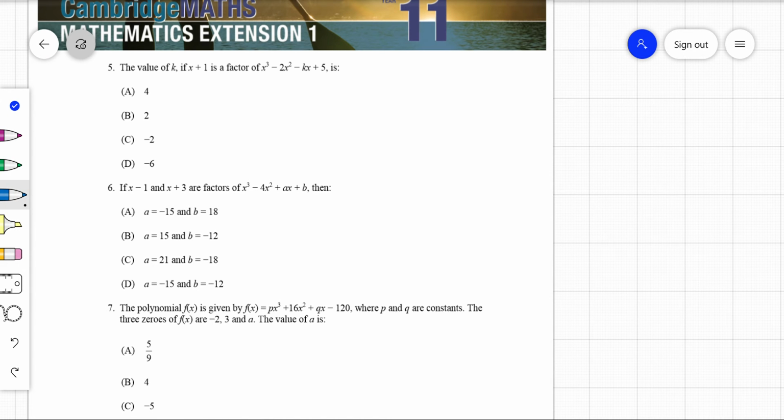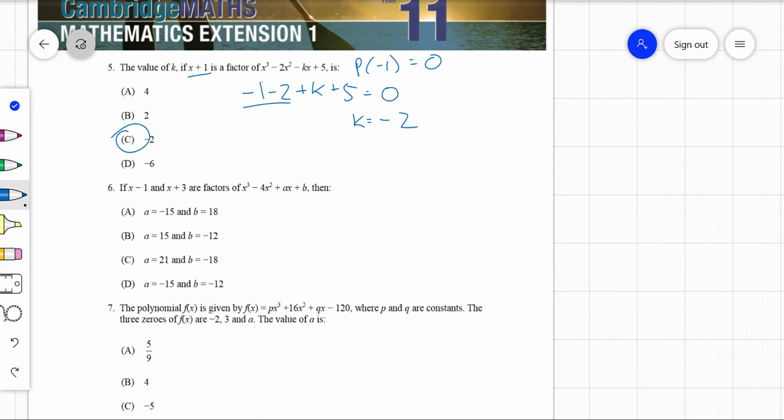For 5, we know x plus 1 is a factor. Remember, if it's a factor, that means in this case x equals negative 1 is a root, so when you sub negative 1 in, you should get 0. Negative 1 cubed is negative 1. Negative 1 squared is 1, times minus 2 is minus 2. Negative 1 times a negative is positive k, plus 5, and that has to equal 0. So that's minus 3, so that's 2, so k must equal negative 2. That is C.